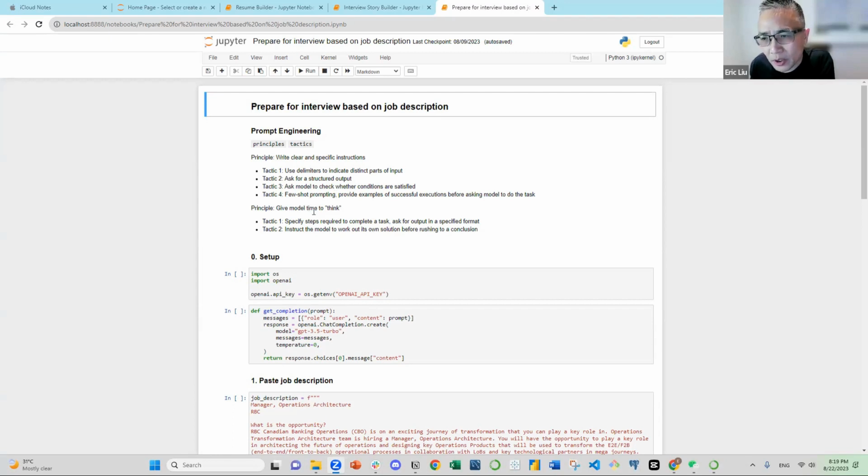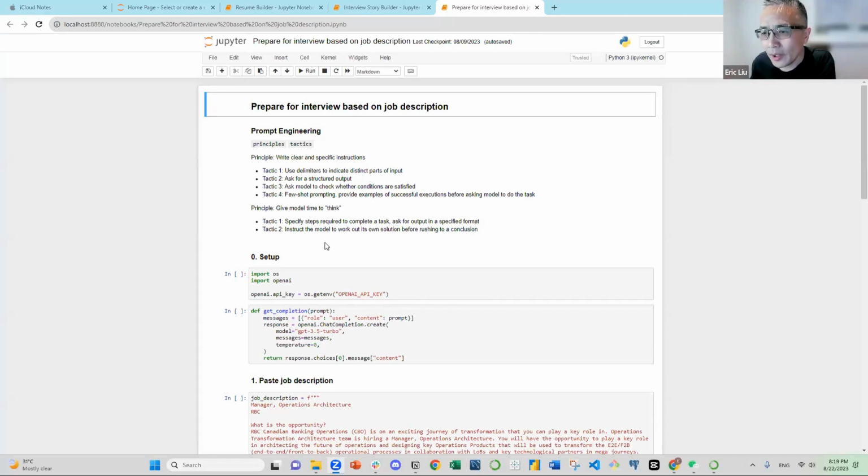The other principle is to give AI, or the model, time to think. So you can indicate the steps required to complete the task and provide a certain structure so AI will give you the answer in the exact sequence.